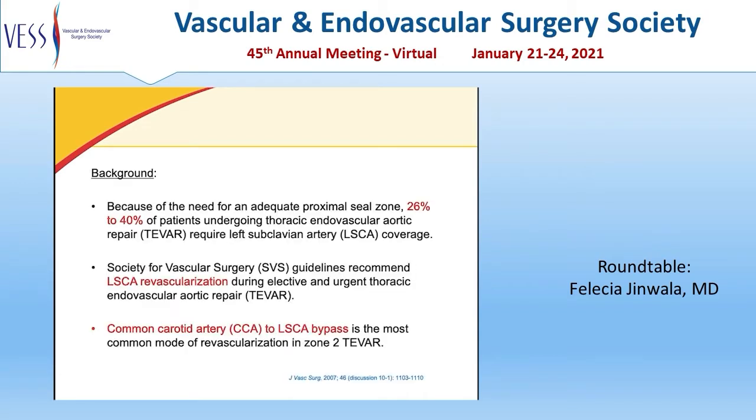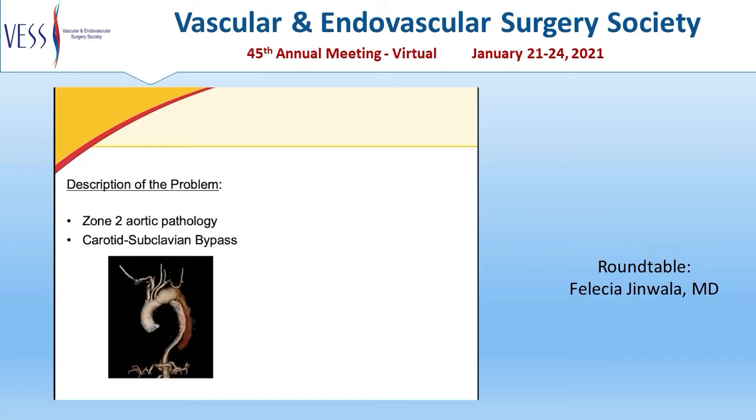As background, because of the need for an adequate proximal seal zone, nearly 26 to 40% of patients undergoing thoracic endovascular aortic repair require left subclavian artery coverage. The Society for Vascular Surgery guidelines currently recommend left subclavian artery revascularization during elective and urgent TEVAR. Common carotid artery to left subclavian bypass is the most common mode of revascularization in a Zone 2 TEVAR.